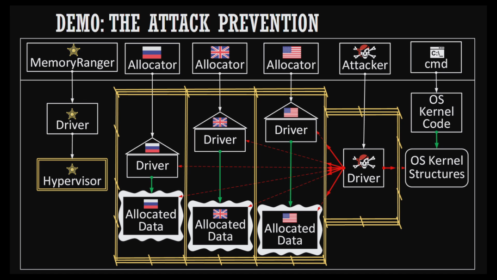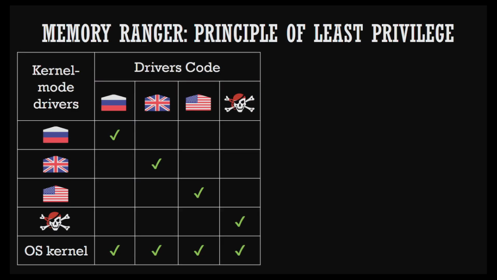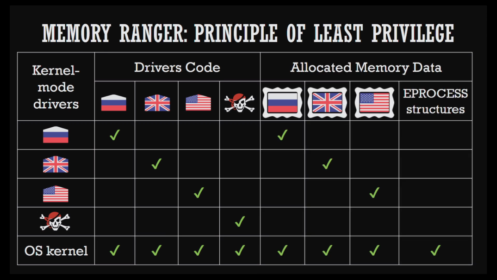Let's have a look at the memory access rules which are provided by MemoryRanger. MemoryRanger protects memory according to the principle of least privilege. Newly loaded drivers can access only their own code. Read and write access to the data is granted only to the drivers which allocate these data buffers. All other memory access attempts are blocked.